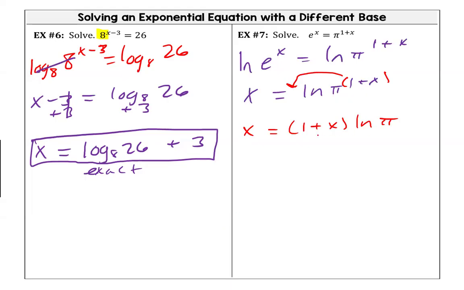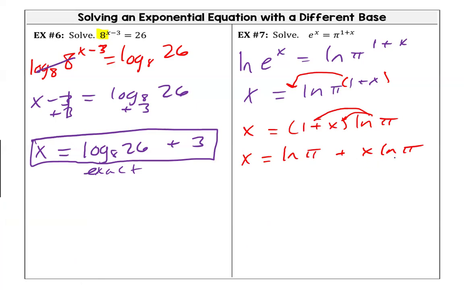You cannot just move x. Well, you have to move all of it. You have to move 1 plus x together, and you have to divide and all that stuff. So before you do anything, you're going to get rid of parentheses so that you can move terms with the same variable to one side, which means that we have to distribute the natural log of pi. So we get x equals natural log of pi plus x times the natural log of pi. Remember, natural log of pi is just a number. It is nothing super spectacular. It's just a very weird number that goes on forever.